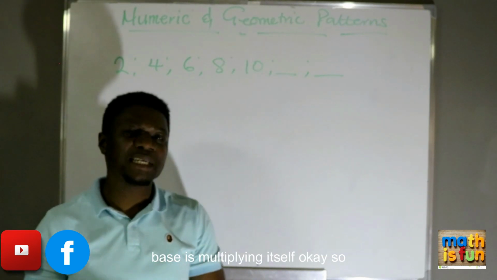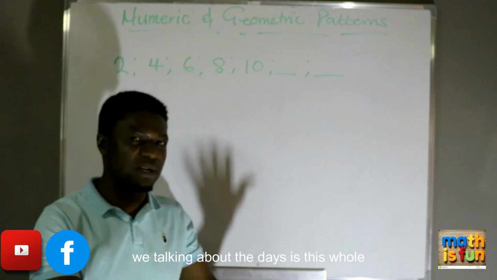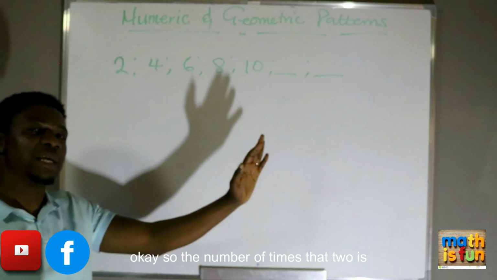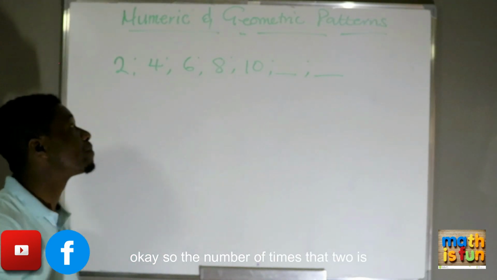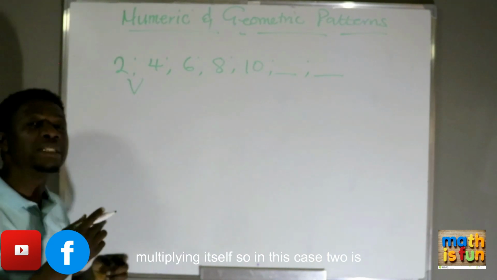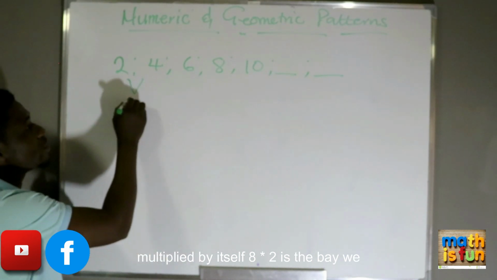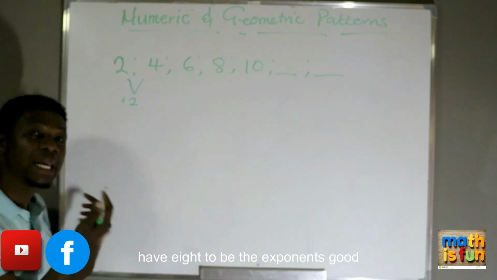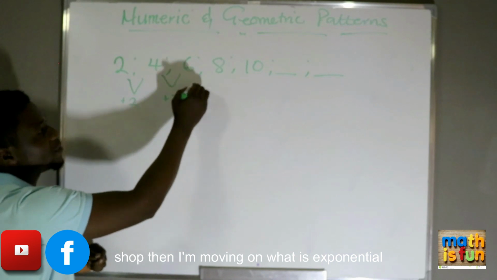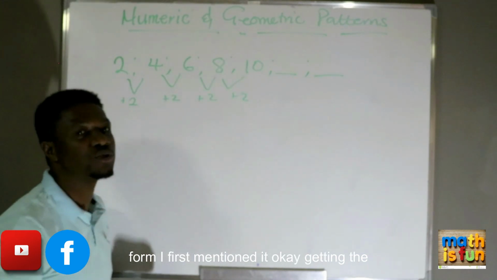Why do we call it a numeric pattern? Simply because it is following a particular order. What order is it following? Looking at the sequence that we have here, we get to see that the difference between consecutive numbers is 2, or we can say plus 2. Then the next one is also plus 2, the next one is plus 2, the next one is plus 2.